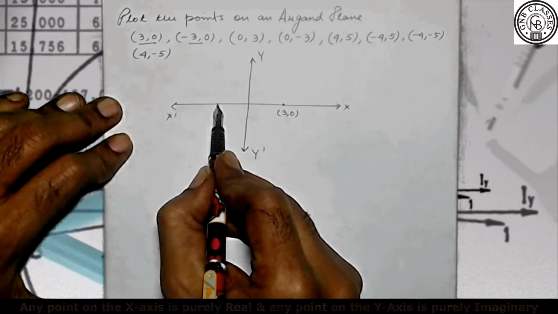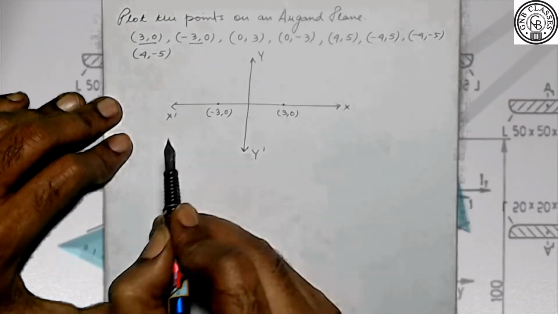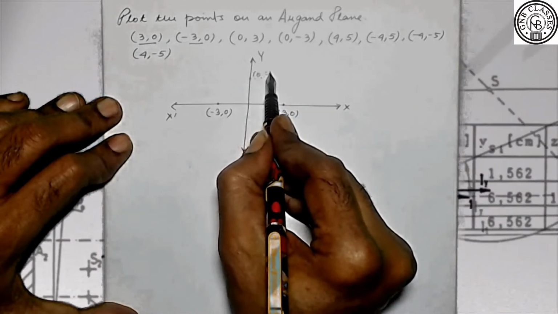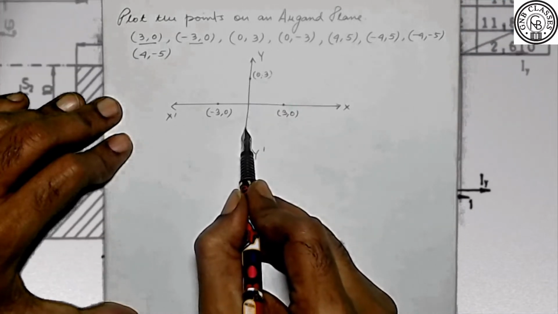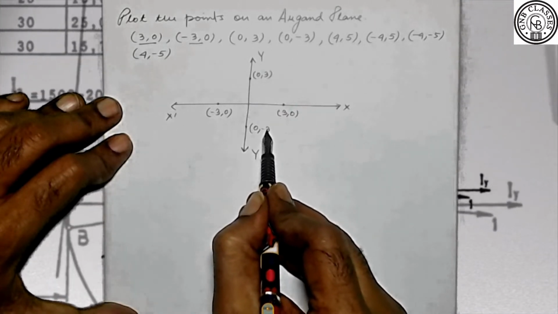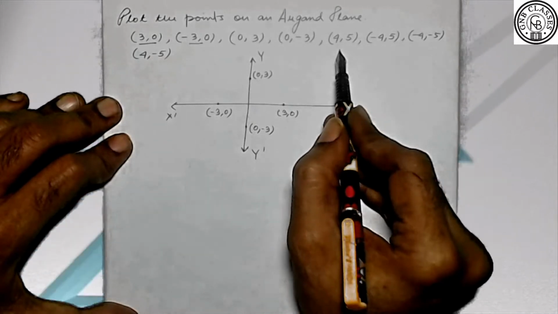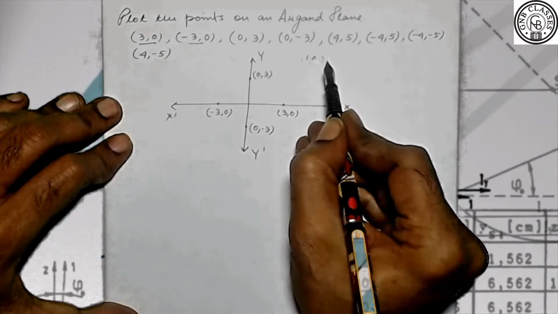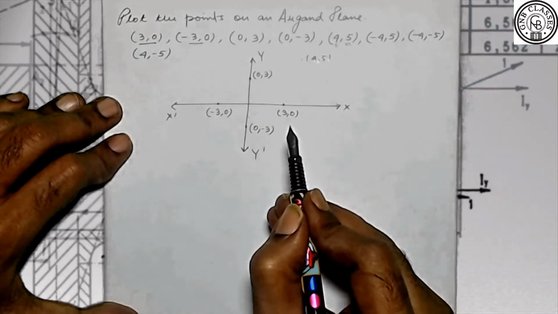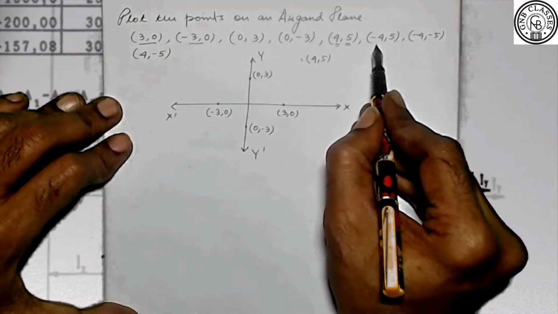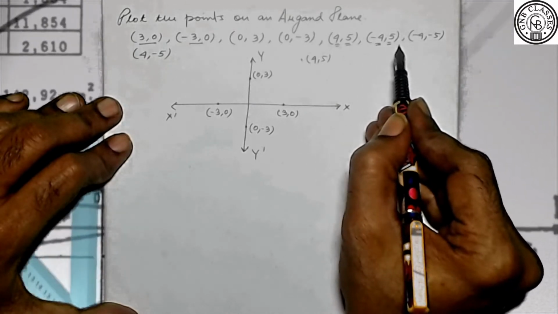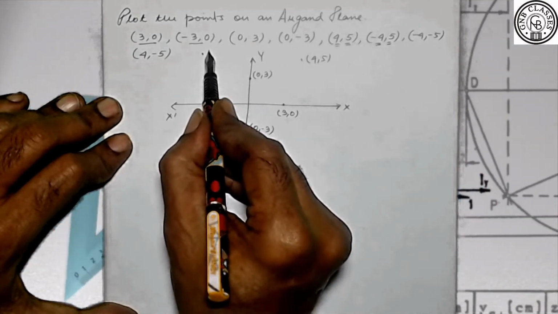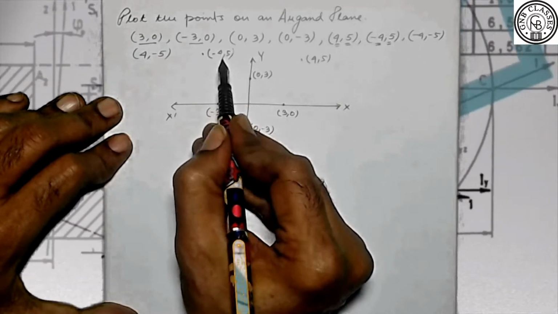Minus 3, 0 will be somewhere here, a purely real number. 0, 3 will be somewhere here, a purely imaginary number. 0, minus 3 will be somewhere here. Again, it is a purely imaginary number. 4, 5 will be somewhere here in the first quadrant, because here x is positive as well as y is positive. Now minus 4, 5: minus 4 is negative and the ordinate is positive, so it is lying in the second quadrant, so it will be somewhere here. This point is minus 4, 5.